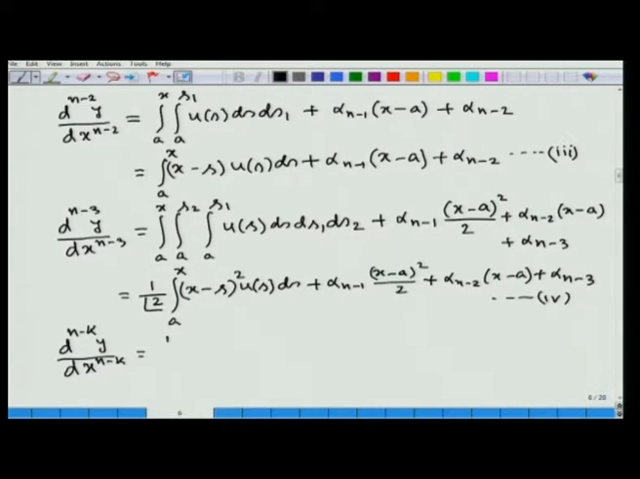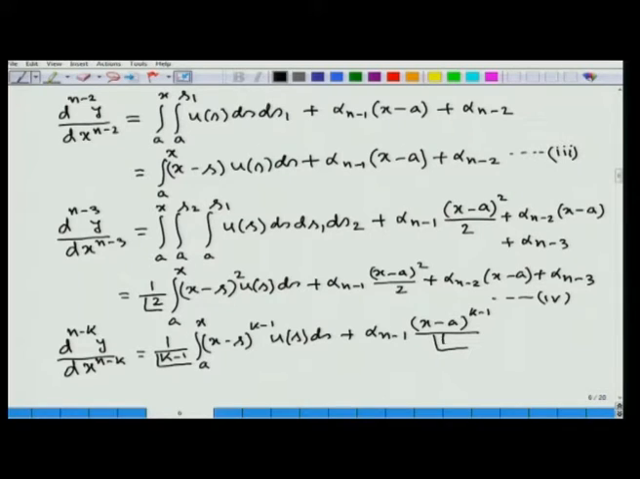So, in case of n minus k, we will be having 1 by factorial k minus 1 integral a to x, x minus s whole to the power k minus 1 u s ds, and then we will be having alpha n minus 1 x minus a whole to the power k minus 1 by factorial k minus 1, plus alpha n minus 2 x minus a whole to the power k minus 2 by factorial k minus 2, plus dot dot, last but one term will be plus alpha n minus k plus 1 x minus a, and the last one will be alpha n minus k.